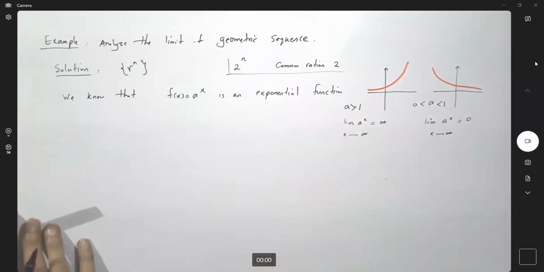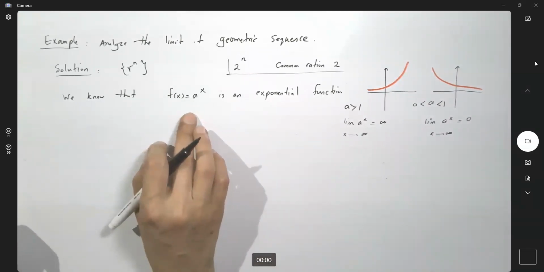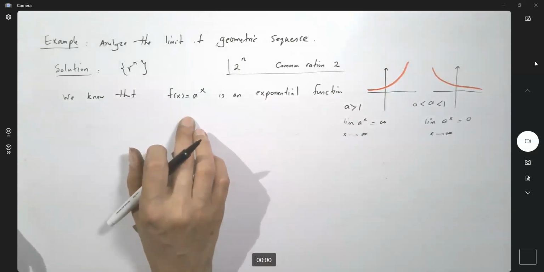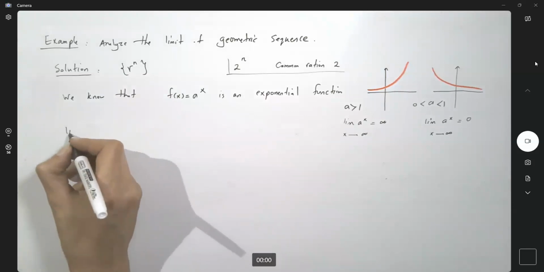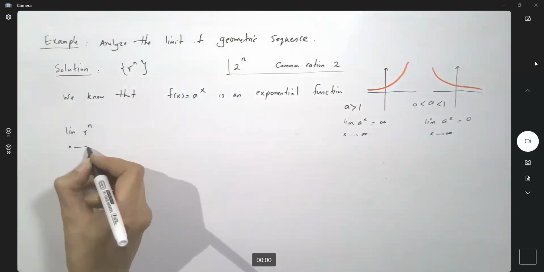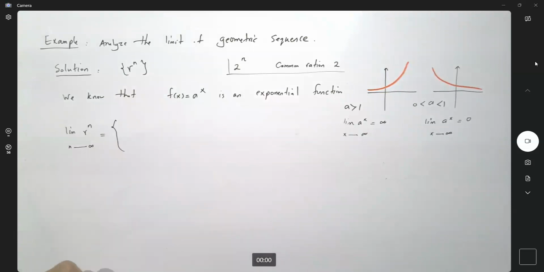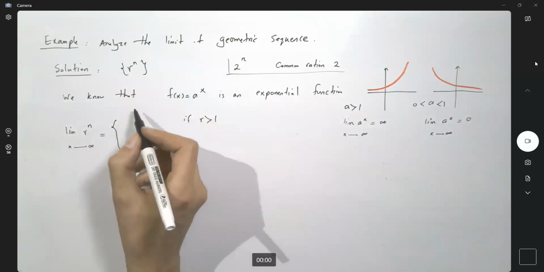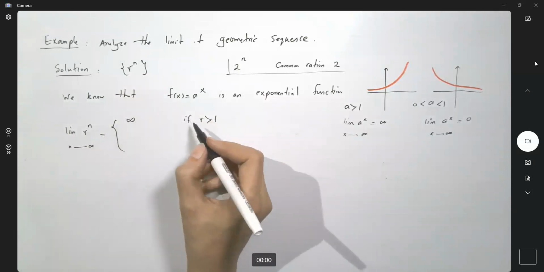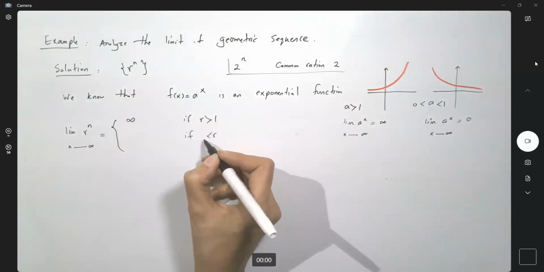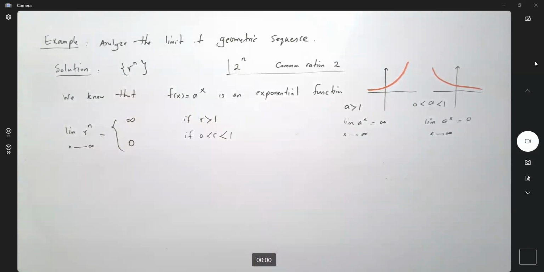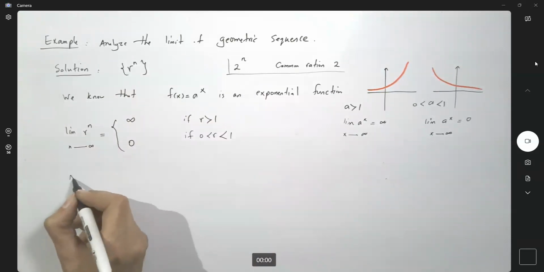Now for a geometric sequence, a to the power x, which is equivalent to r to the power n, we have the following. The limit of r to the power n as n approaches infinity can be written this way. If r, or the base, is more than 1, it goes to infinity, but if your r is bounded between 0 and 1, it is going to be 0. Now I expect you to ask, what if r is equal to 1?